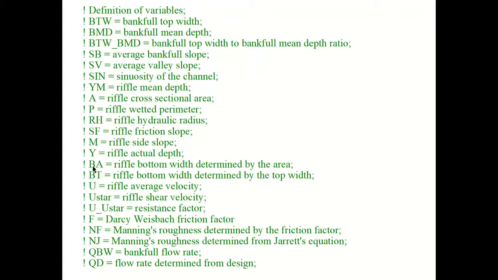We're going to calculate the bottom width of the Riffle two different ways to ensure that our results are accurate. So you notice we have BA, Riffle bottom width determined by the area, BT, Riffle bottom width determined by the top width. So those will be evaluated using two different equations. This is an iterative process. We're given a bankful flow rate, and the Riffle that we size will have the design flow rate, and we will compare these two to see if the Riffle that we are designing can handle the bankful flow rate.